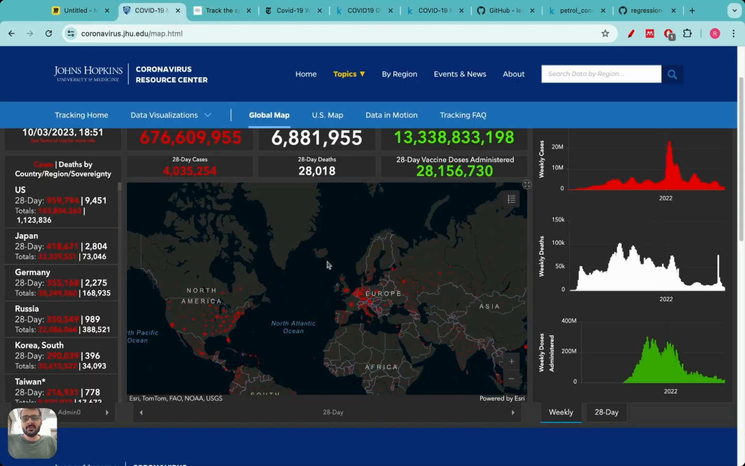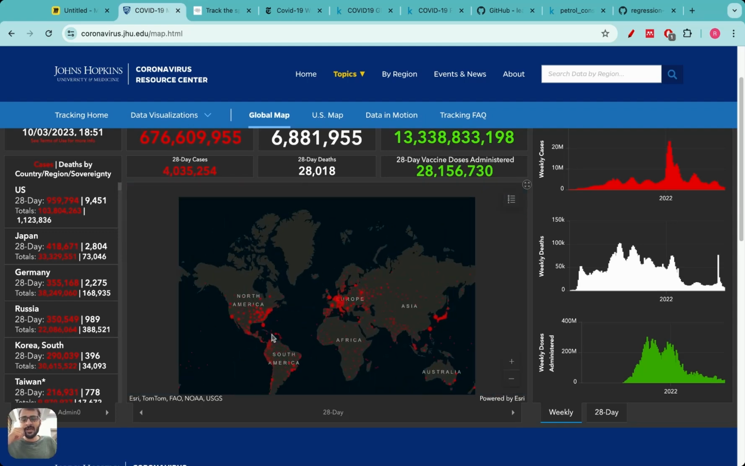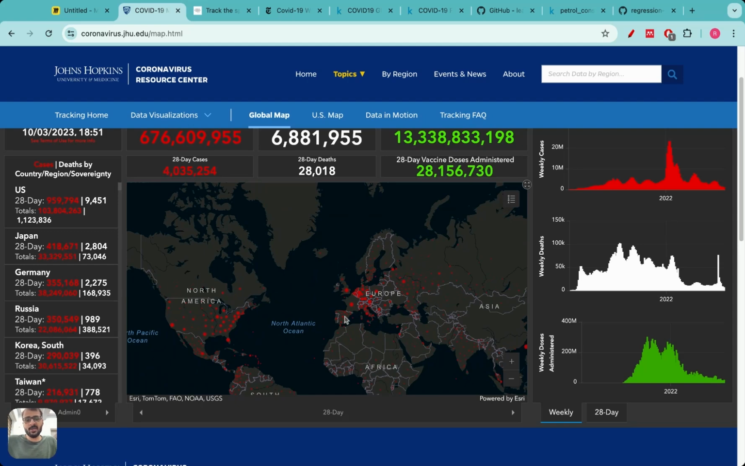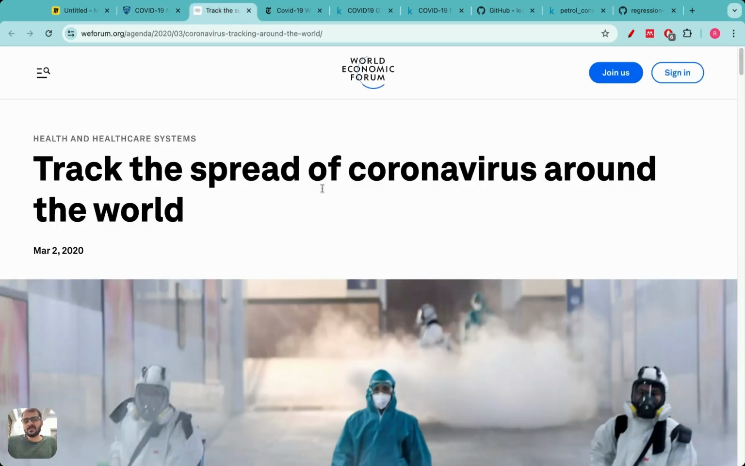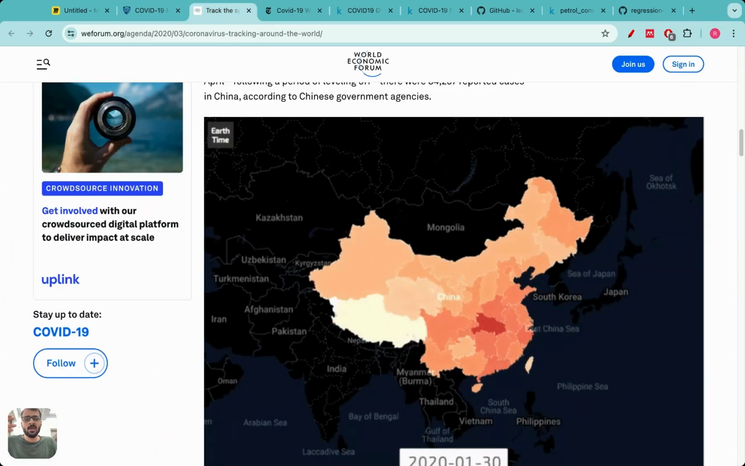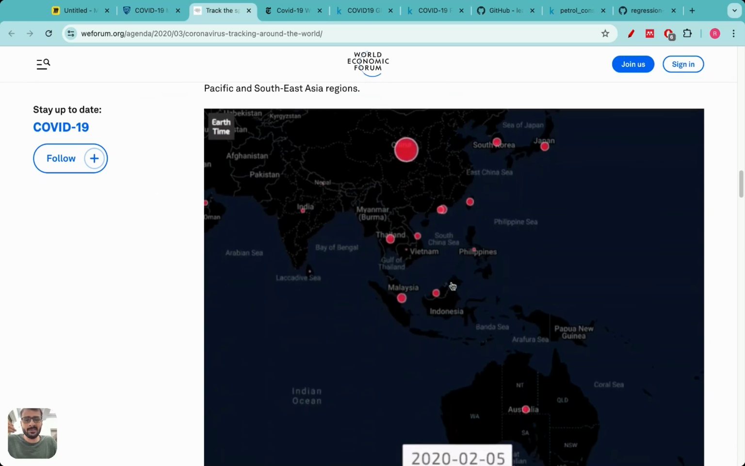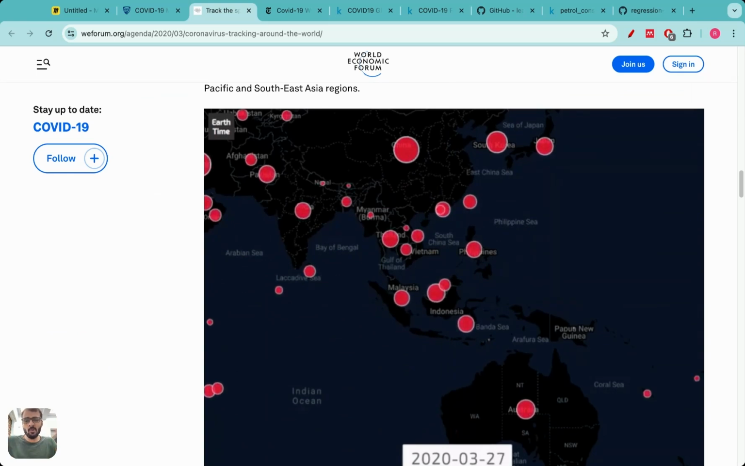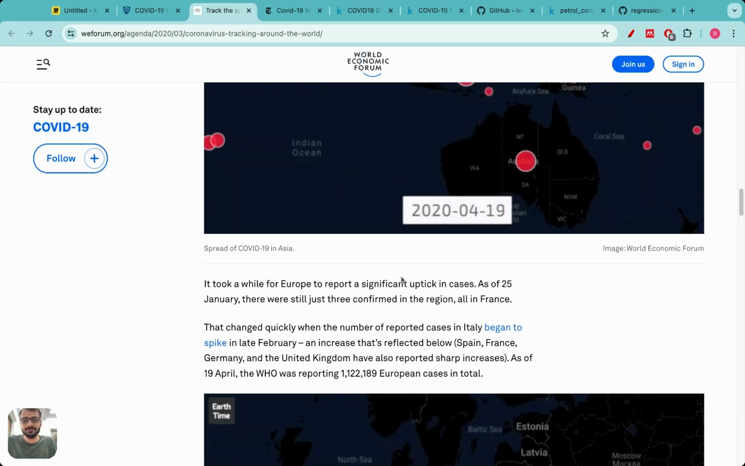So this is the very famous Johns Hopkins dashboard for COVID-19 cases. If you look at the red spots, you will see the concentration of where the infected cases were. In fact, many famous forums such as the World Economic Forum converted this into a live animation to show how the infection was spreading. So if you look at this animation here, you will see how the red dots evolved. They started from China and then different places around the world started developing these big red spots, which means the infection size was progressing slowly in all the regions of the world.